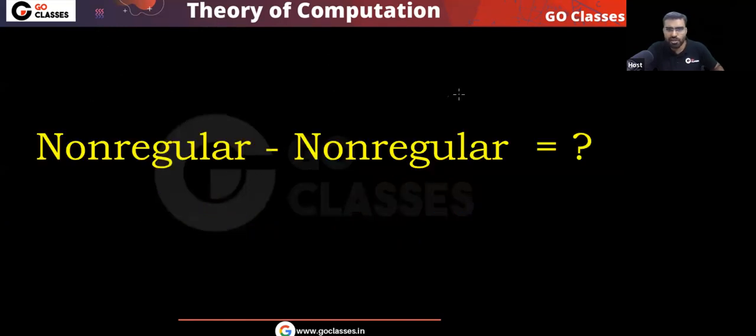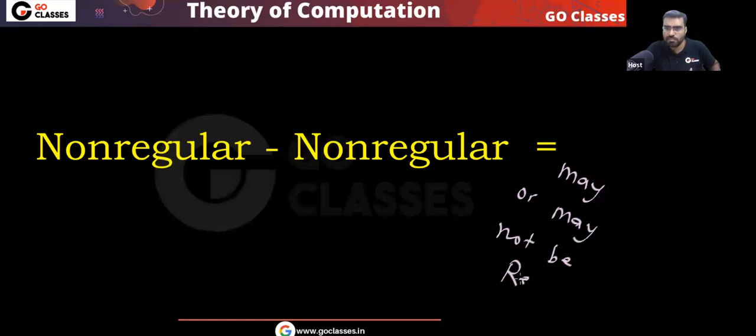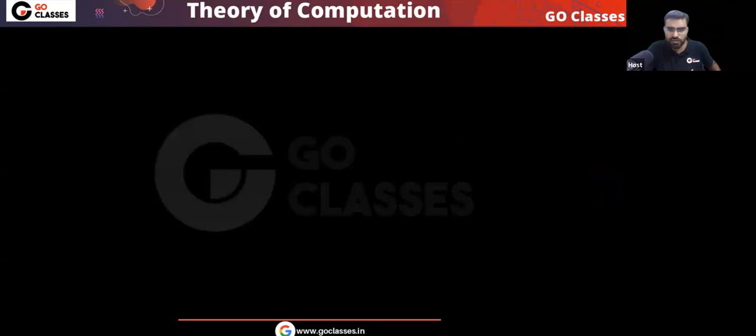What about non-regular minus non-regular? What can you say about this one? Again, this may or may not be regular. This may be regular, this may not be regular. Can you give me two non-regular languages whose set difference is regular?